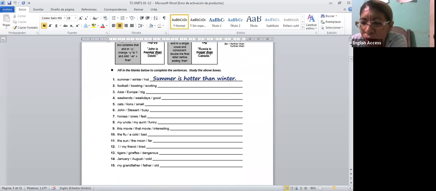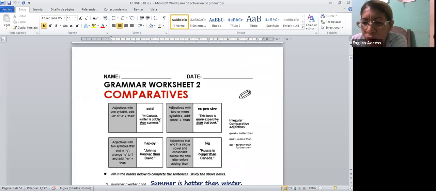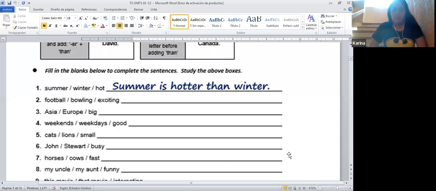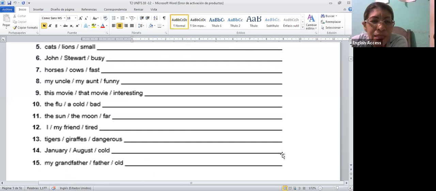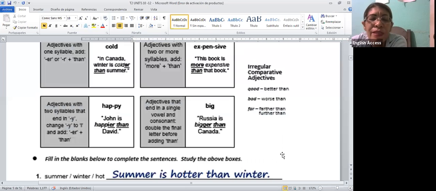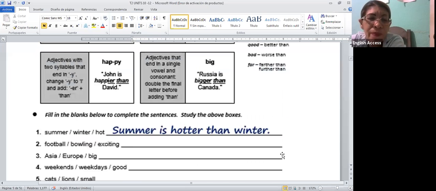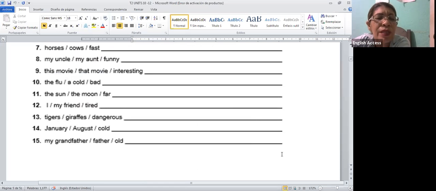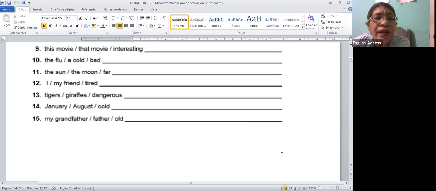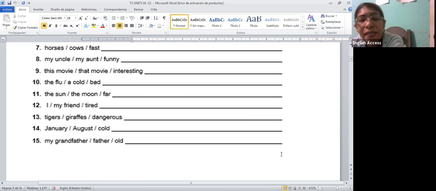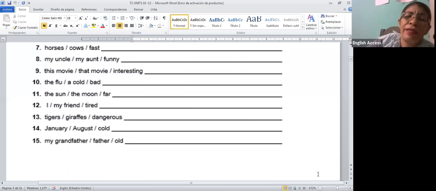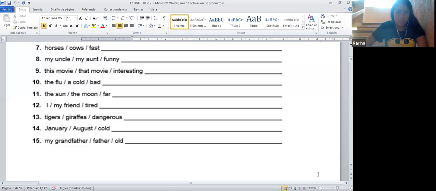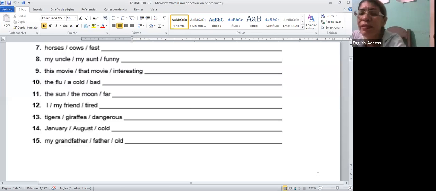So here I have more. I think this is better. Okay, here we have some examples. Let's see. For example, number 1, we're going to use these cues: summer, winter, and hot. Example, summer is hotter than winter. So let's do this. Okay, Karina, let's try from number 8 to number 15, please.